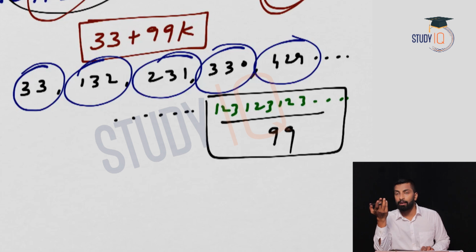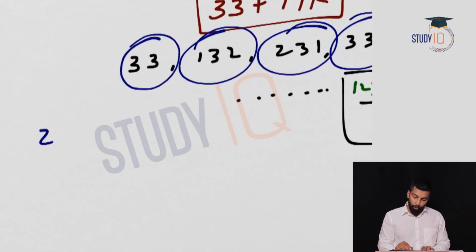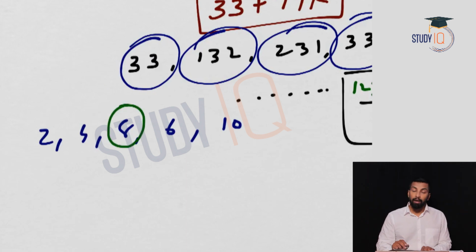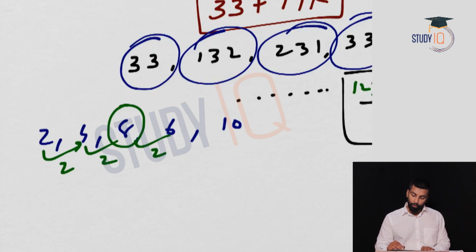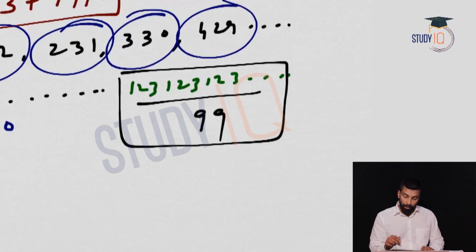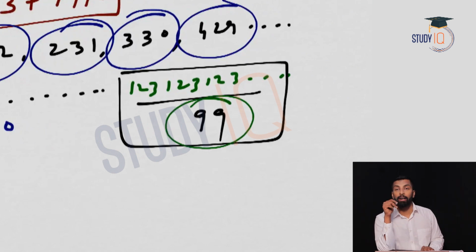So you have an AP. Let's take a simple AP: 2, 4, 6, 8, 10. You divide all the terms with 2, you get remainder 0. Or you take any term, divide with the common difference. What is the common difference? 2. Divide with 2, all will give you the same remainder. Now, what is 99 here? 99 is the common difference.